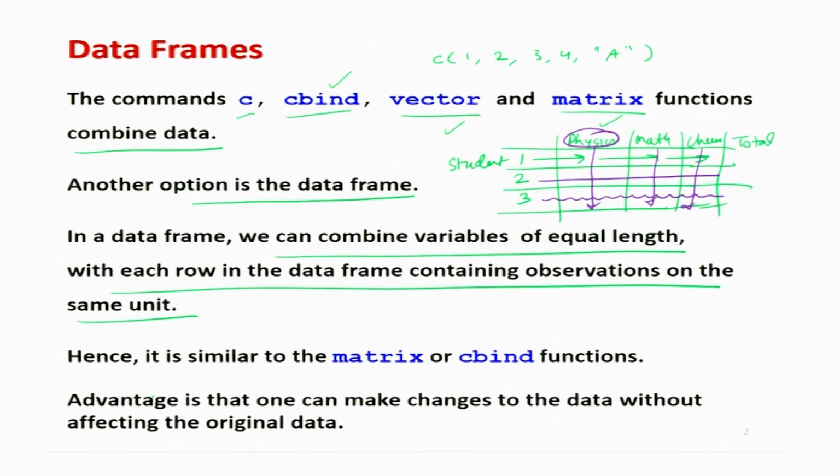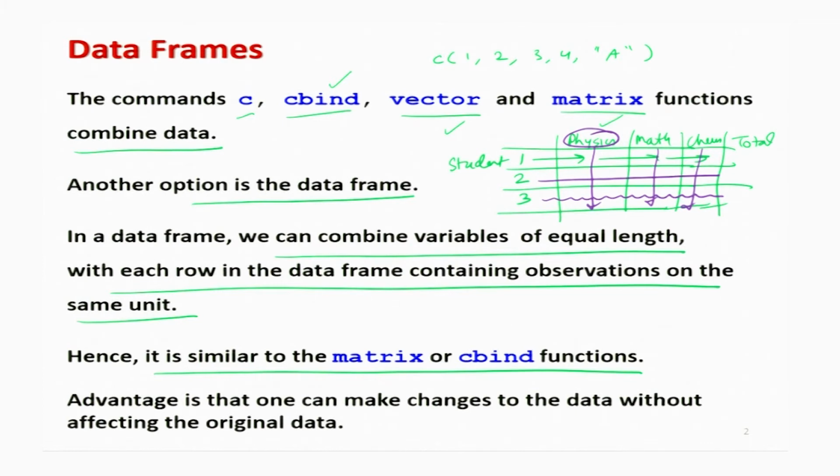So this is similar to the matrix or cbind function, but the only thing is this: in the matrix, if you want to do mathematical operations, all the values have to be of the same type, say numerical, right? But in a data frame you can have different types of variables, which can be numeric as well as character. I will try to show you, right?